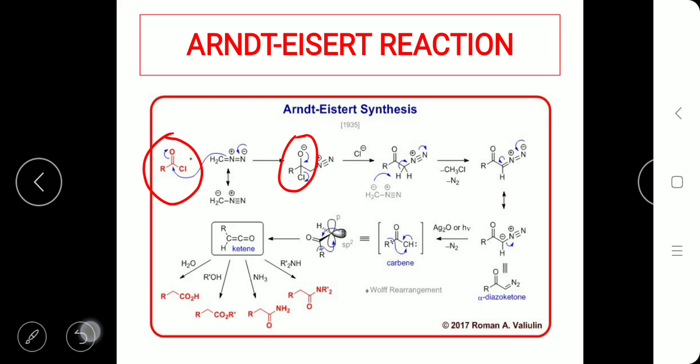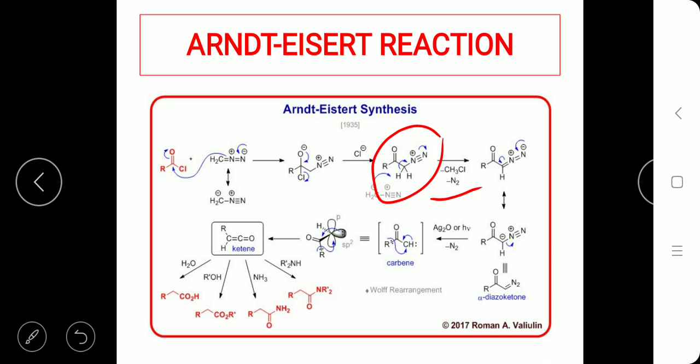The next step would be, see, oxygen is getting a negative charge, so that negative charge is going to come back to form a double bond between carbon and oxygen, and then there's going to be cleavage of the halide ion. So once this cleavage of the halide ion takes place, it is going to give rise to an intermediate of this sort.